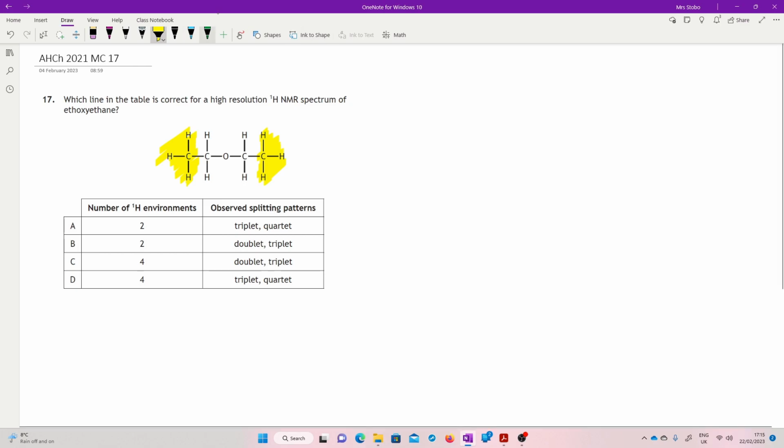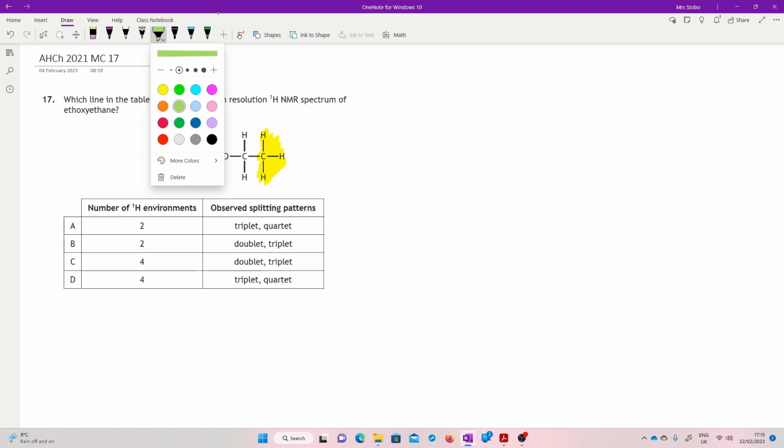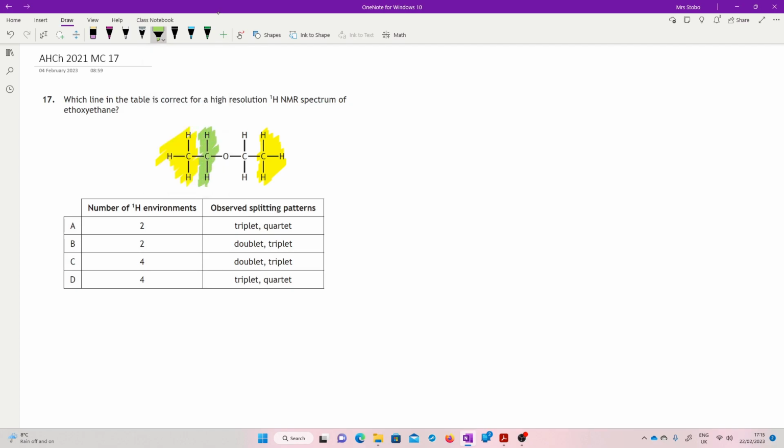All of those hydrogens are in exactly the same kind of chemical conditions. And this CH2 is identical to this CH2. So we only have two environments, so basically C and D are out of the running. Then we're looking for the splitting patterns. We've only got to look at two environments.